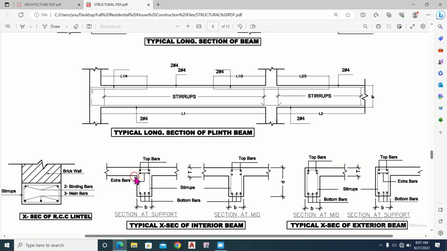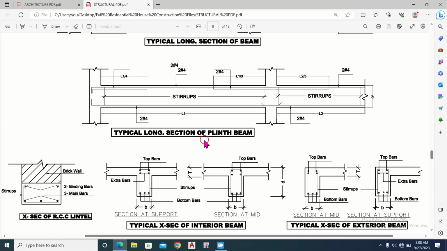So this is the top extra bar, these 2 bars, and these are the main top 2 bars, and at the bottom we have to provide these 3 as main reinforcement, and this is the stirrup, and this is the width of the beam, and this is the thickness of the slab, and this is the cross section of the beam, of the interior beam at the mid.